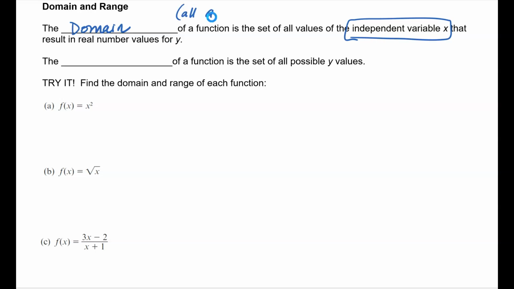So all acceptable values of x that you can plug in. Sometimes, like we just saw in the example above, we weren't able to plug in -3.